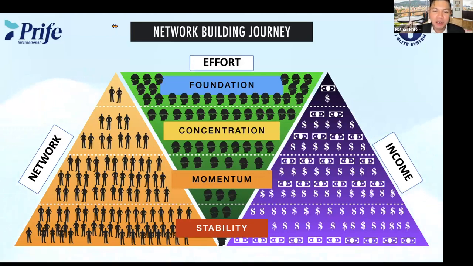Number 2, concentration. By this time, you'll be earning a little bit. You expanded your network, you got active leaders. Concentrate, train. And number 3, momentum stage. Wow, this is great. You have great income. The effort is lesser, but still you're going for training and expanding and mindsetting.